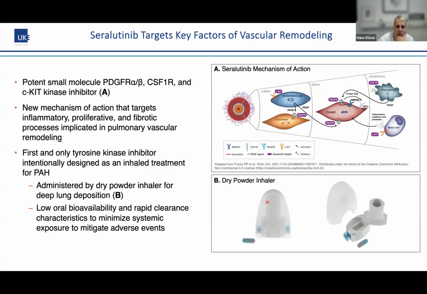Seralutinib is probably nicely to keep in mind. This drug you can inhale by a dry powder inhaler. You don't have to take it by pill, by IV, by sub-Q. You can inhale it like COPD or asthma patients, and it's effective anti-inflammatory, anti-proliferative, anti-fibrotic. So it's a lot of effects. And I show you this because it's an ongoing trial. It's a trial one step further beyond imatinib, nicely inhaled and a lot of targets.